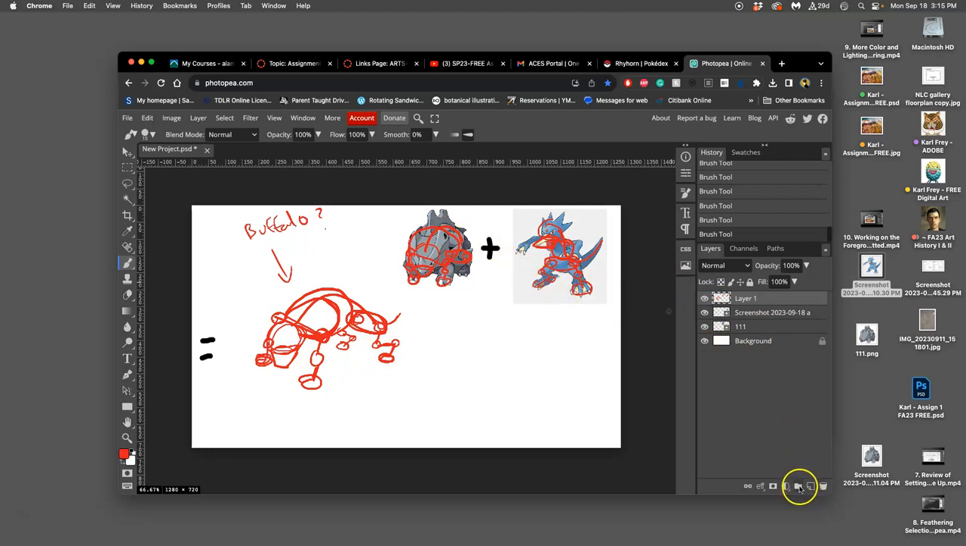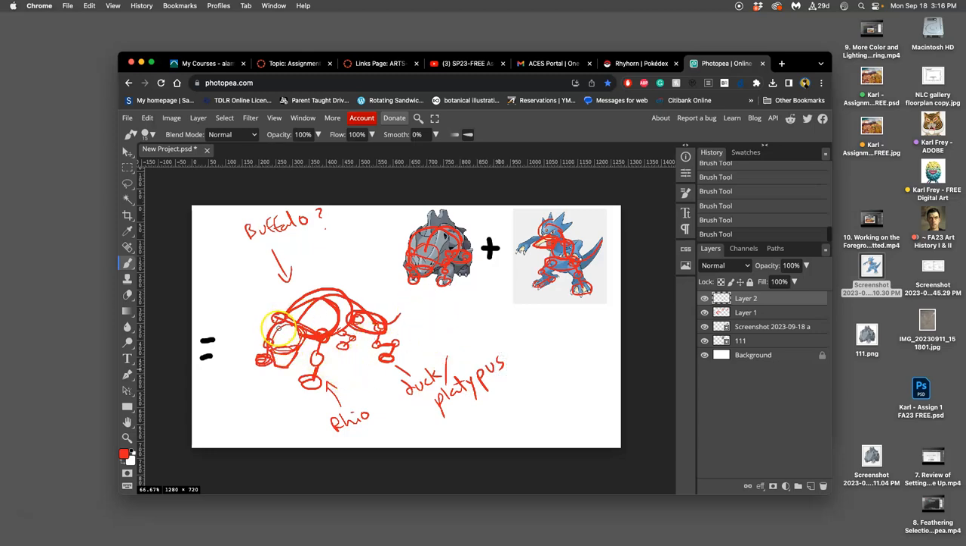So what kind of reference am I going to look for? Maybe a buffalo. I think for the legs in the front, definitely a rhinoceros. For the back legs, though, I'm thinking, you know, a duck, duck feet, maybe a platypus. Platypus is like the real world version of this project.